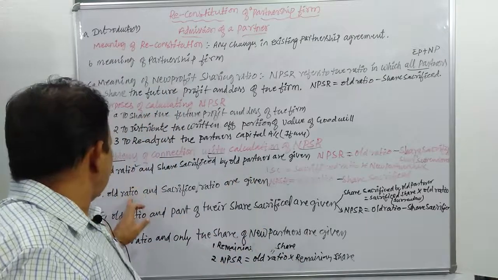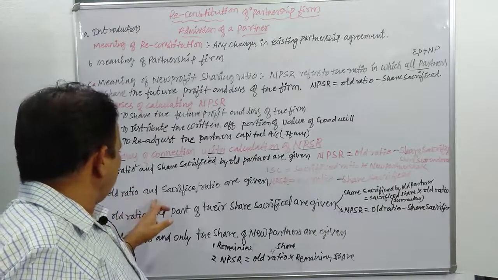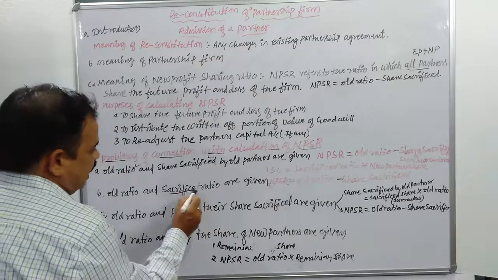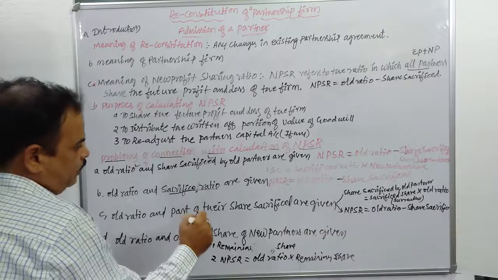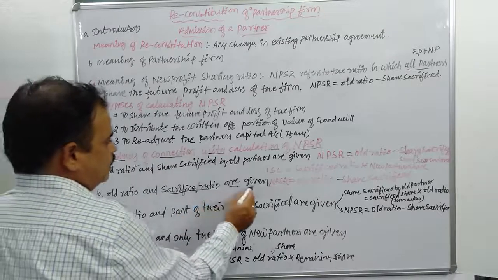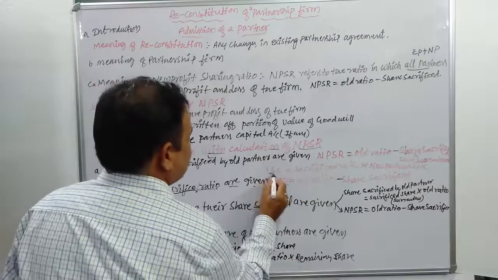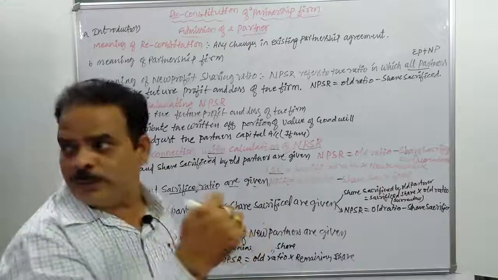Then the second case: the old ratio and the sacrificing ratio are given, not the share sacrificed. Then we should first calculate the share sacrificed, how much it is. There are two steps we should follow here.